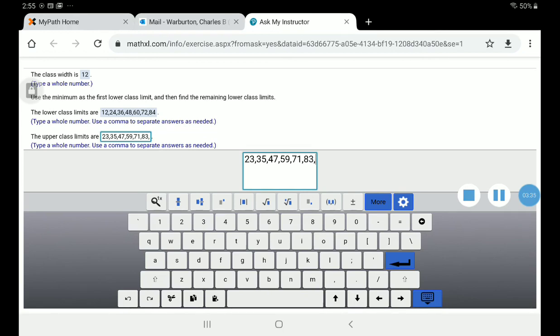And then that should go all the way up to the very last one. You can see that these are all 12 apart. So what's 83 plus 12? 83 plus 12 should be 95. Even though that's over the maximum value, they all need to be the same width, so it should go up to 95. So that should do it.